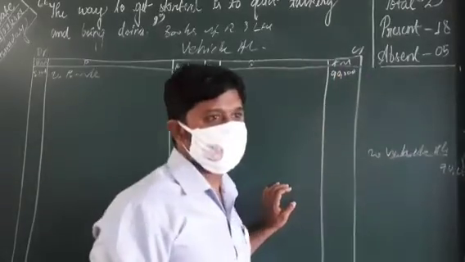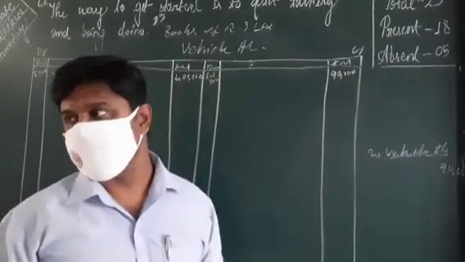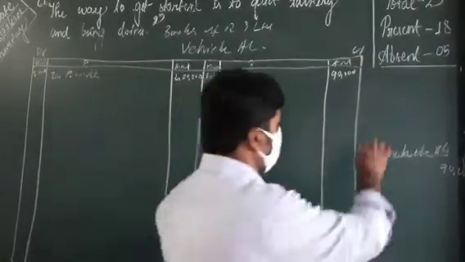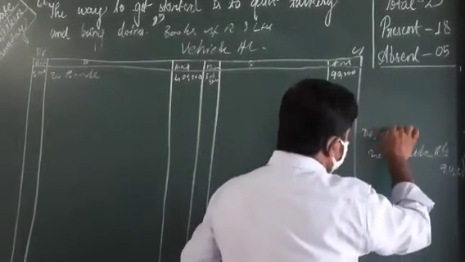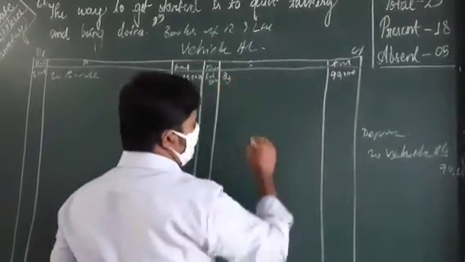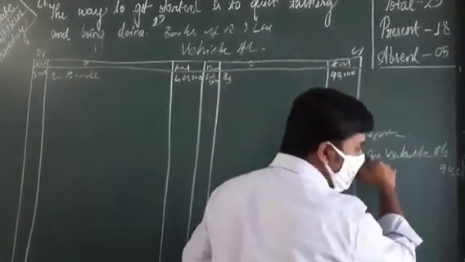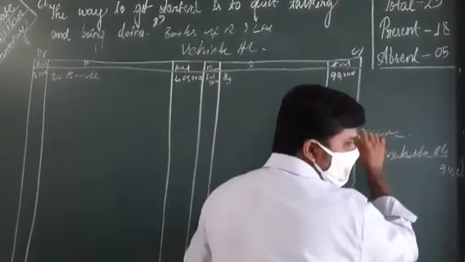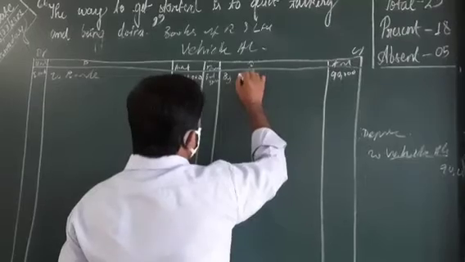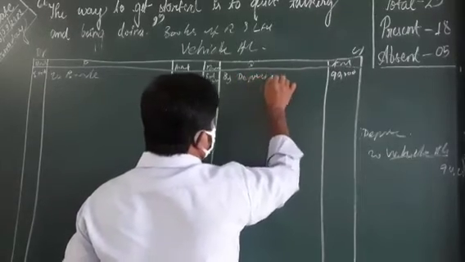Clear now? But what name do we give? What is debited? Depreciation. That means the journal entry is a depreciation entry. So we write by depreciation.